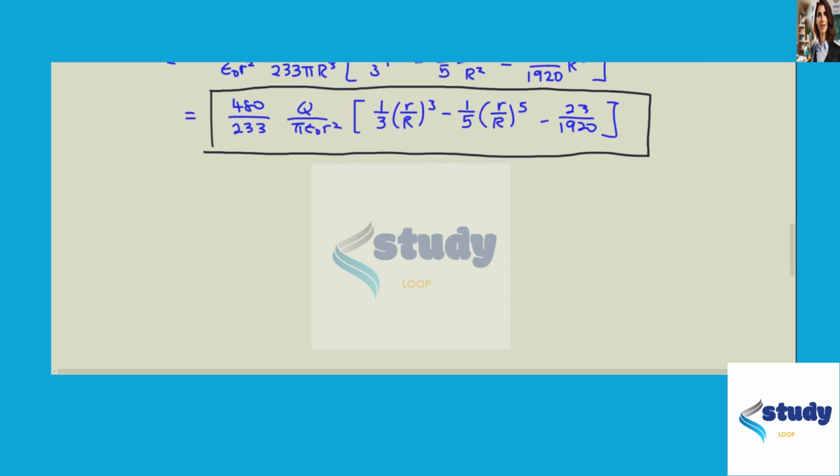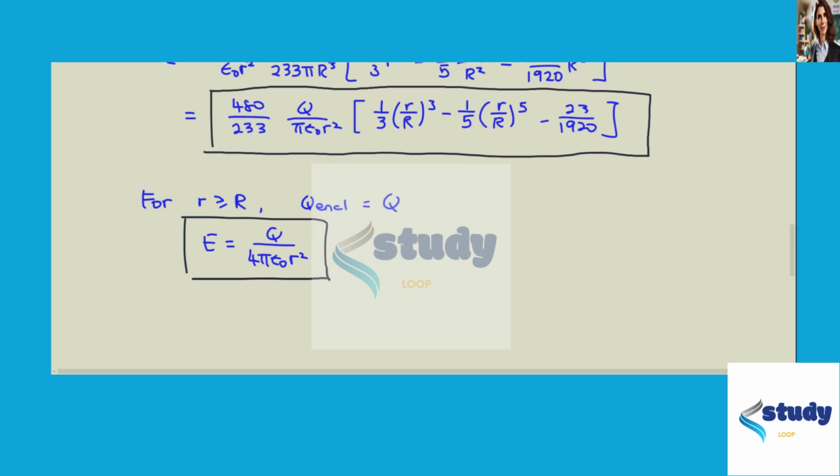Next, for the region that is outside, for r greater than the radius of the sphere, the charge enclosed is just q. So E will just be q over 4 pi epsilon naught r square. This is the E field for the region outside the radius.